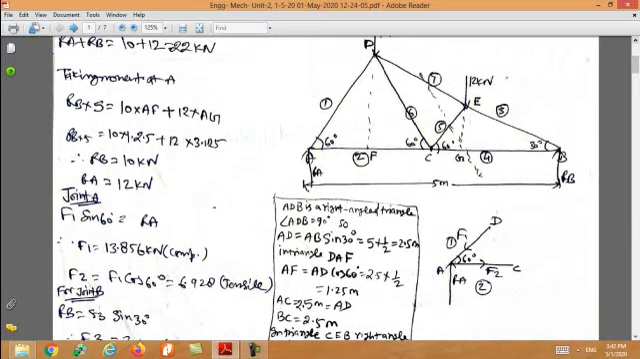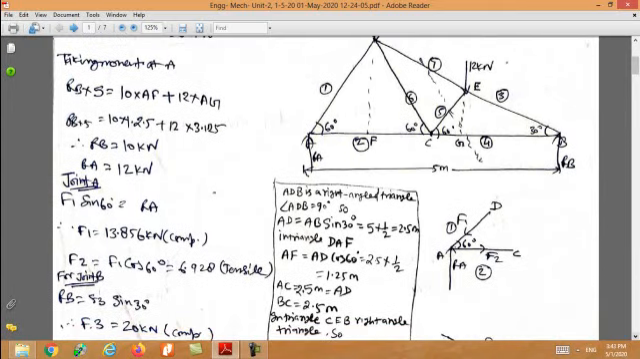Taking moment about A, Rb into 5 is equal to 10 into AF plus 12 into AG. So Ra and Rb you can calculate. After this you will take each joint one by one.